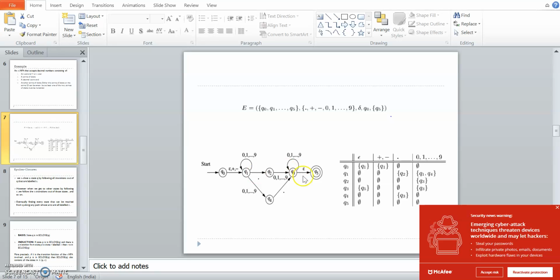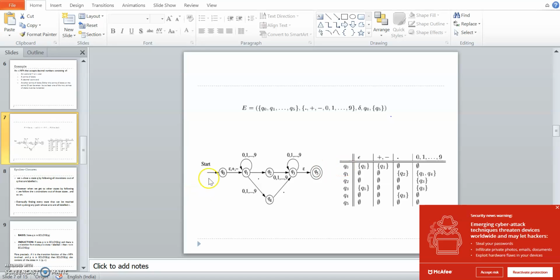So in this case, how many states are we using? Q0, Q1, Q2, Q3, Q4 and Q5. This is my capital Q, the set of finite states. Now this transition diagram can be converted into a transition matrix like this. As we know, rows are states and columns are inputs. So what are the states? Q0, Q1, Q2, Q3, Q4, Q5.